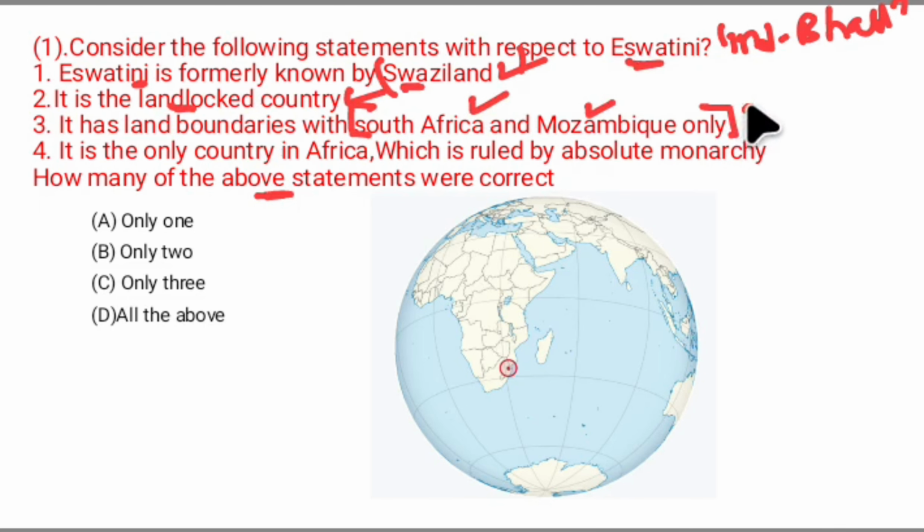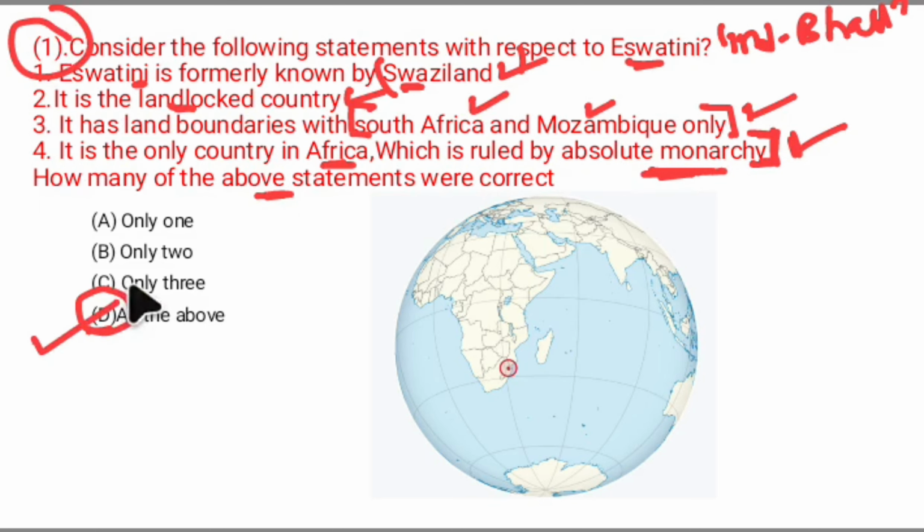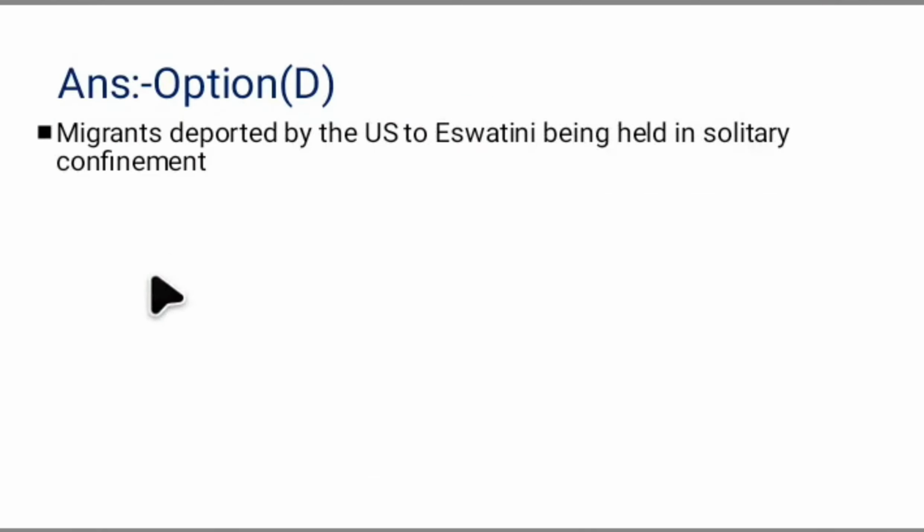And the fourth one is it is the only country in Africa which is ruled by absolute monarchy. Yes, the king is ruling this Eswatini nation, hence it has absolute monarchy. Means there is no democracy in this country, hence option 4 is also true. All of the above statements were correct for question number 1. Option D would be the correct answer for question number 1.